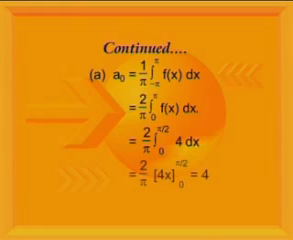And this integral is equal to 2 over pi into 4x, because the integral of 4 is 4x, after substituting the lower limit and upper limit. The result after substituting is a naught is equal to 4.